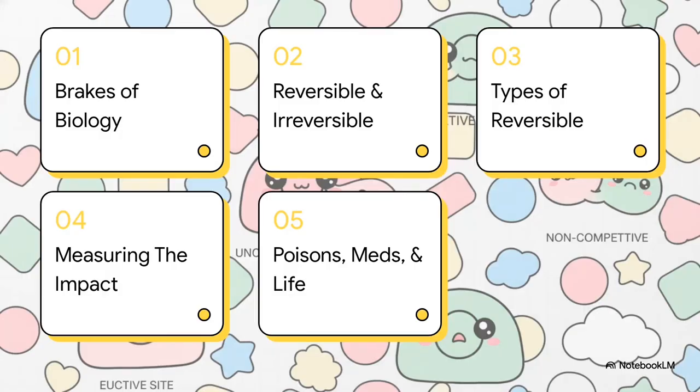Okay, here's our roadmap for today. First, the brakes of biology. Then, reversible versus irreversible inhibition. Next, we'll hit the 4 types of reversible inhibition, followed by measuring the impact, and we'll wrap up with poisons, medicines, and life. Let's dive in.